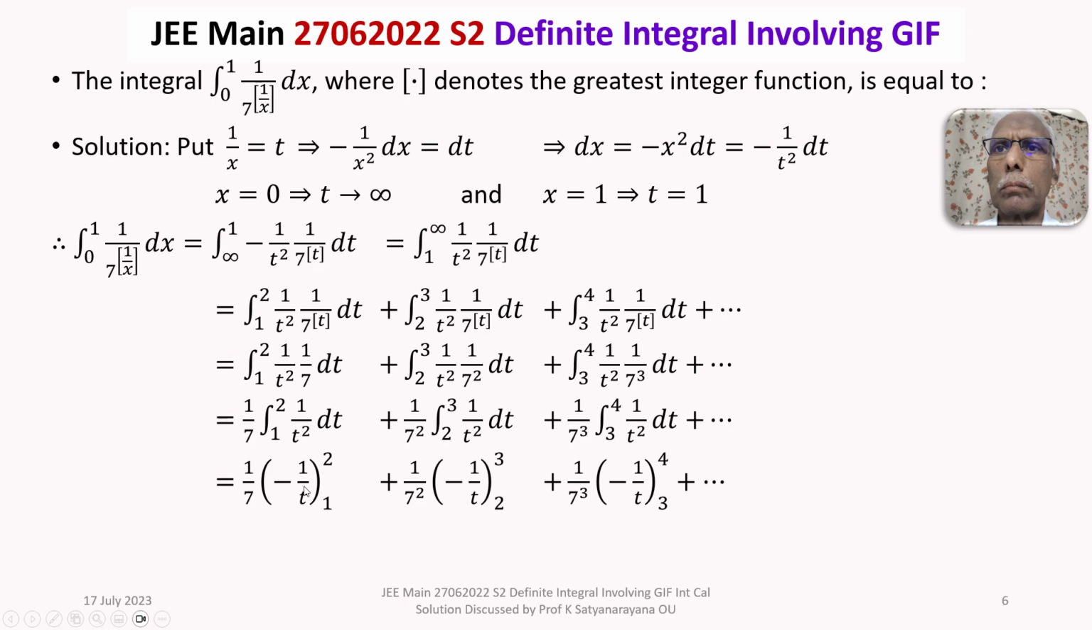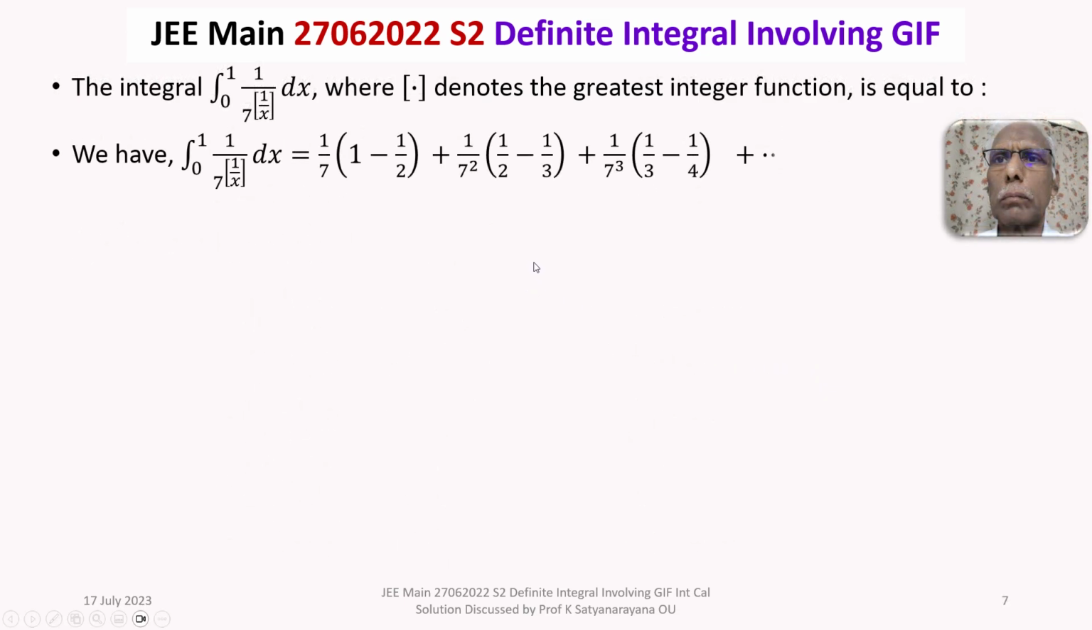Now when you evaluate minus 1 by t, it will be 1 by the lower limit, 1 by 1, minus 1 by the upper limit, 2. We have taken care of this minus. So lower minus upper we will do because of the minus. So that is equal to 1 by 7 (1 by 1 minus 1 by 2) plus 1 by 7 square (1 by 2 minus 1 by 3) plus 1 by 7 cube (1 by 3 minus 1 by 4) plus so on and so forth. We continue in the next slide.